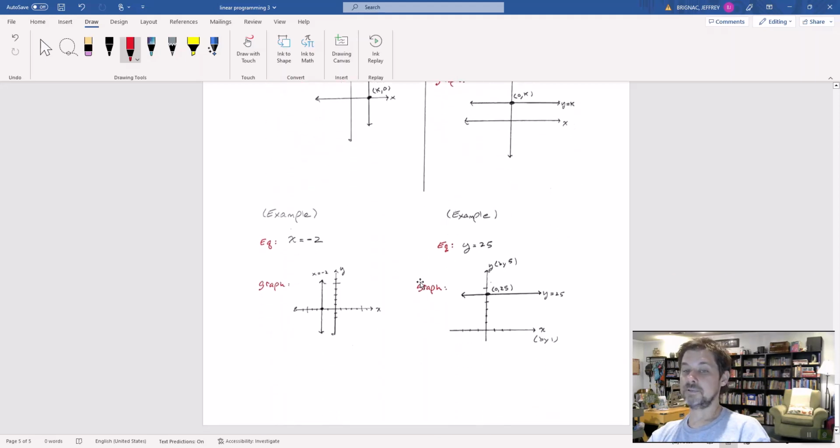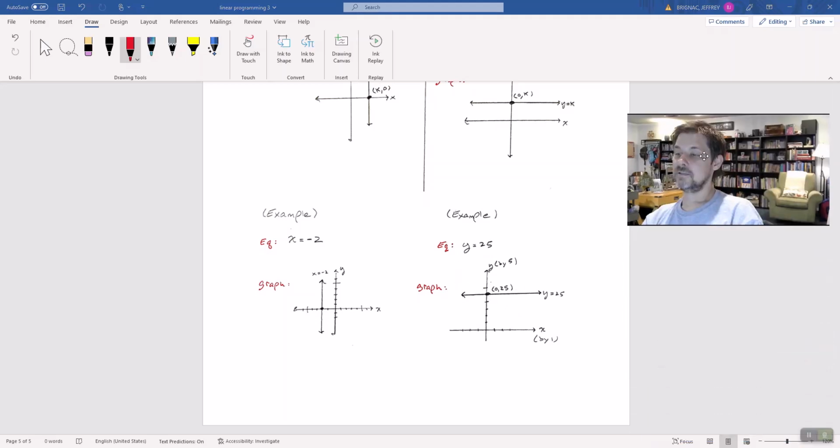Now, examples: if I had x equals -2, that's a vertical line, and it goes through -2 on the x-axis. So here's a grid. I got my x-axis and y-axis. There's -2 on the x-axis. There's a vertical line that goes right through that point. If I had y is equal to 25, then alright, here's my grid. I'm counting by 5 on the y-axis, 1 on the x-axis. If I go to 25 and have a horizontal line go through that point, that's the graph of y equals 25.